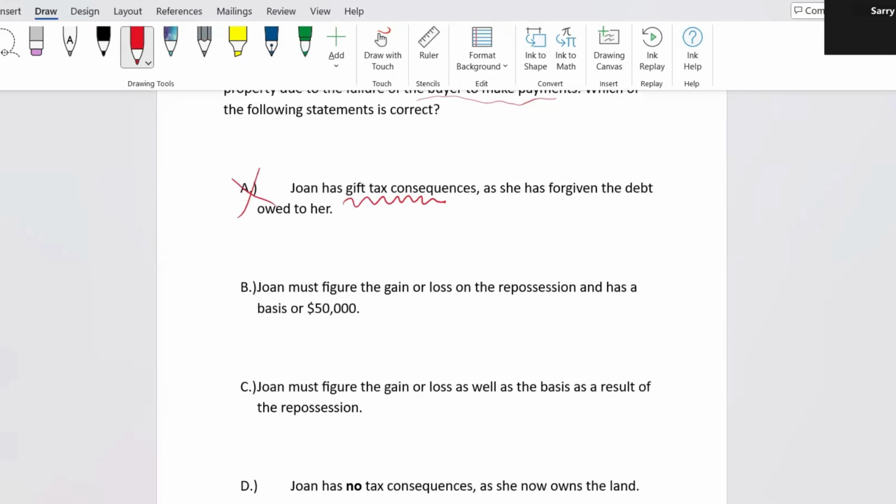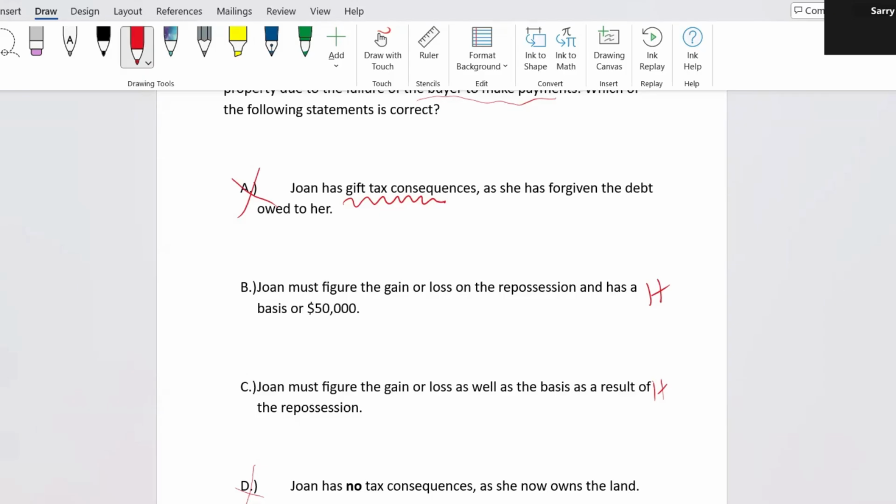The next one, Joan must figure the gain or loss on a repossession and has a basis of $50,000. So this one also, let's put this one on hold for now. Let's not choose it. Let's also not rule it out. Let's see what else is there. Joan must figure the gain or loss as well as the basis as a result of the repossession. So let's also put this one on hold. And then the last one, Joan has no tax consequences as she now owns the land. Also, this one is incorrect, right? She sold the land. She had basis. She had gains. There was interest. So to say that there's no tax consequences is also incorrect.